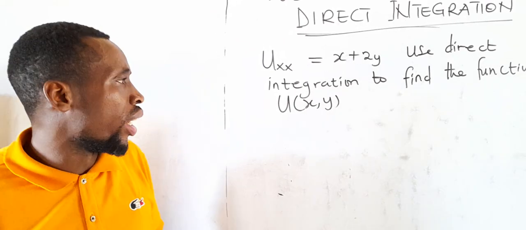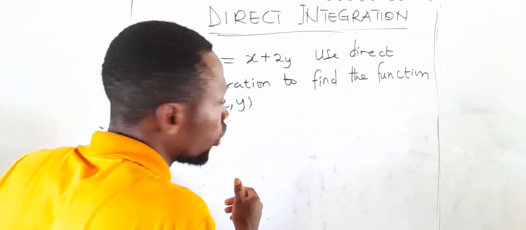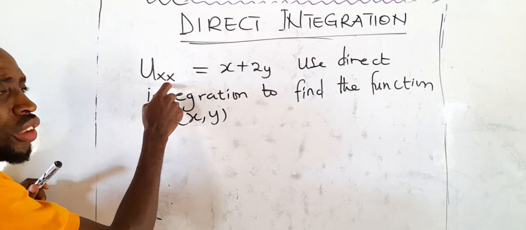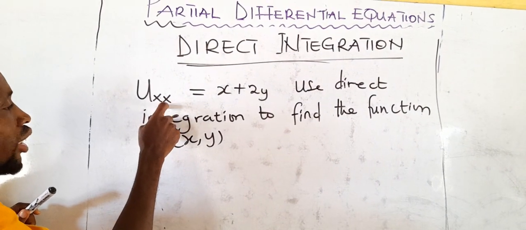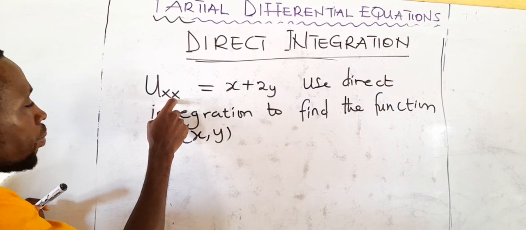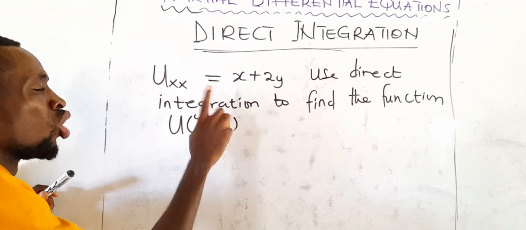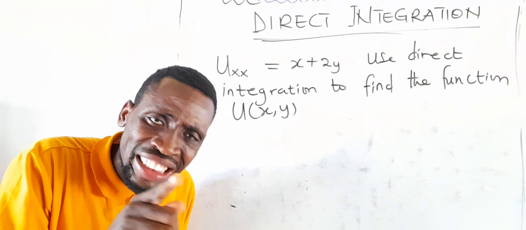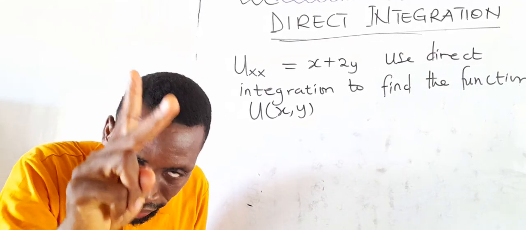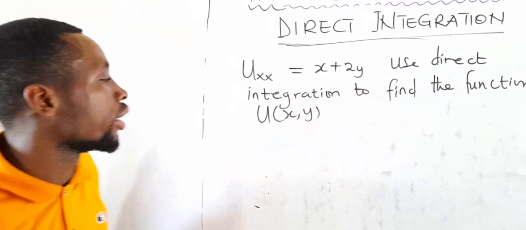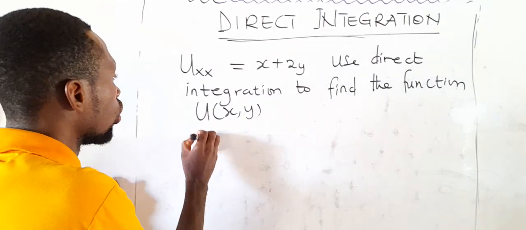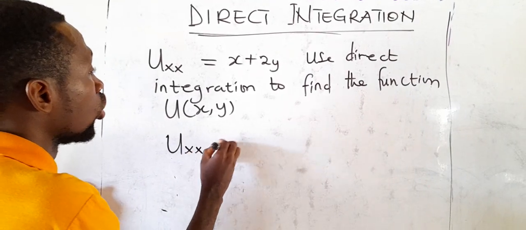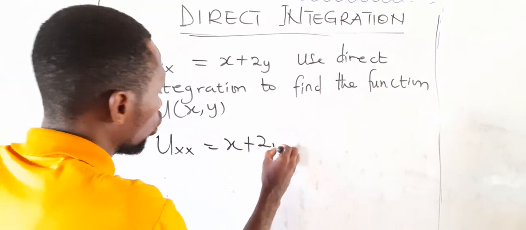But let's see how that works. So now let's look at this function. Remember, this function is differentiated with respect to x twice. So to get the function back, you need to integrate with respect to x twice to get a function back. That's how it works. So we have our function here to be x plus 2y.